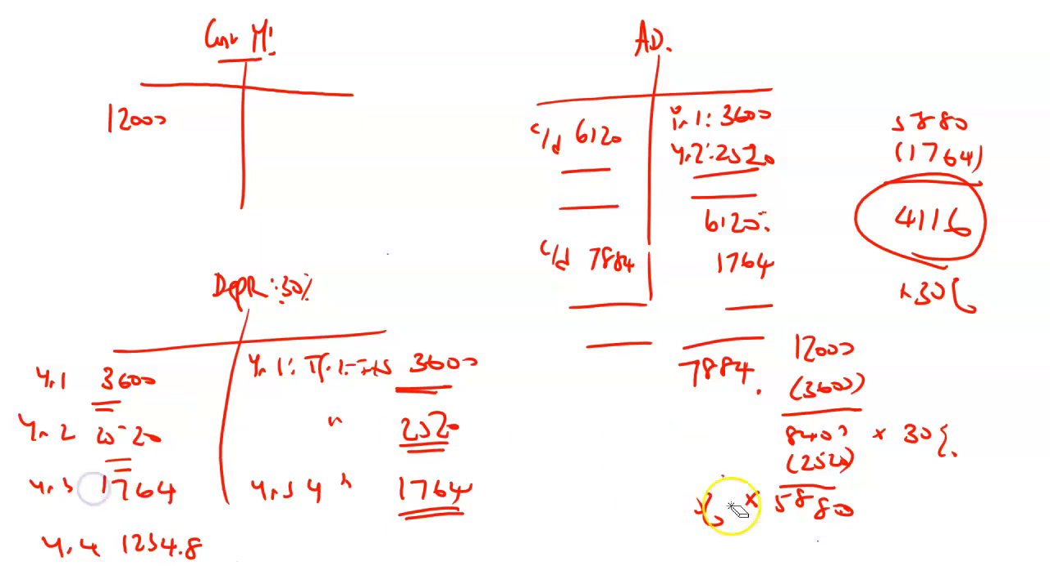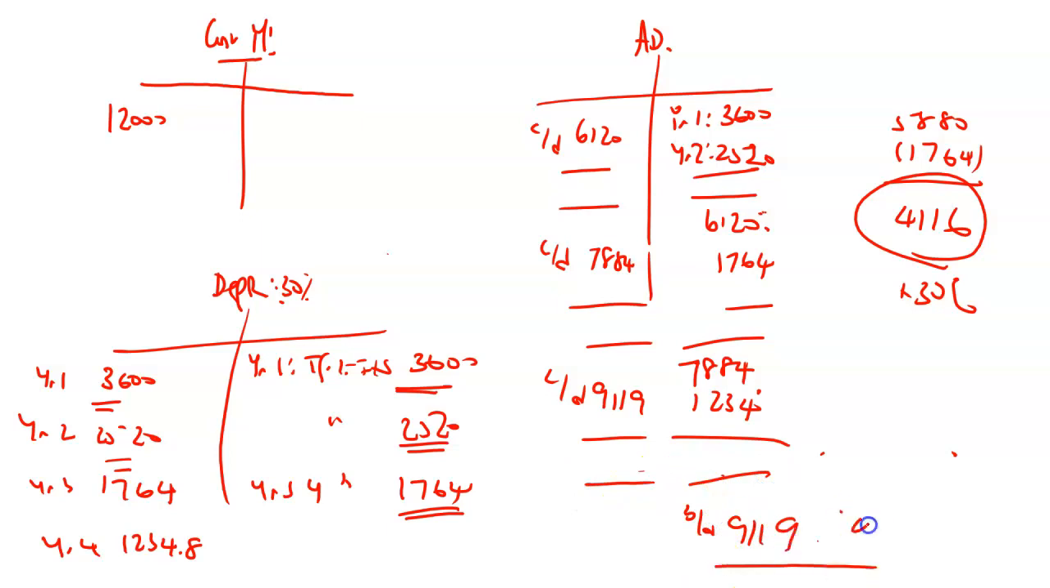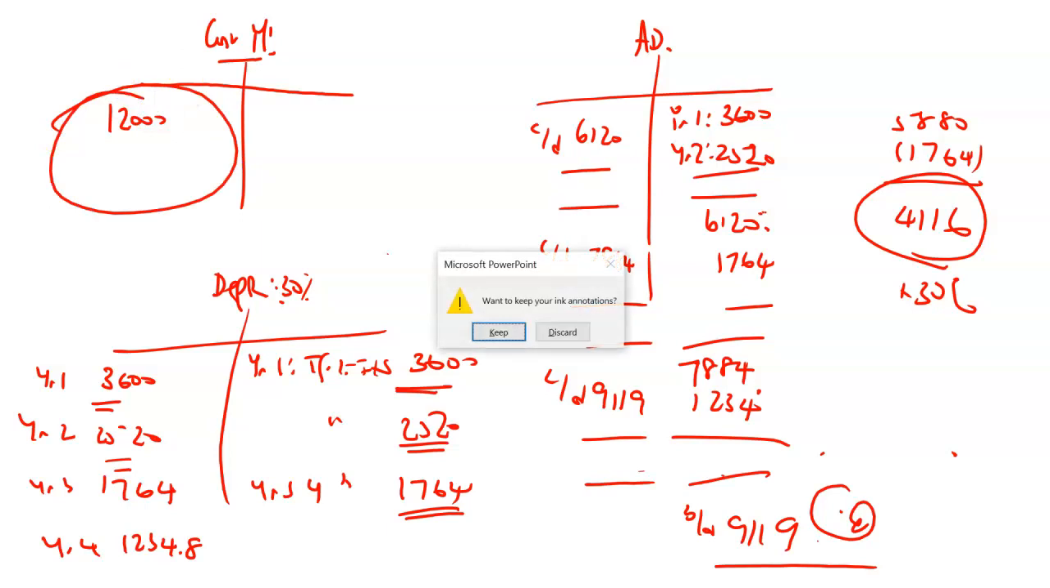And let's just erase a few things here. 1234.8. 1234. 1, 2, 3, 4.8. And I'm going to add that, carry down, add the two together, 7884 takes us to 9, round that up, 9119. Yes, and then that's that, and then brought down 9119. So that's your accumulated depreciation, and that's your cost by the end of those 4 years.